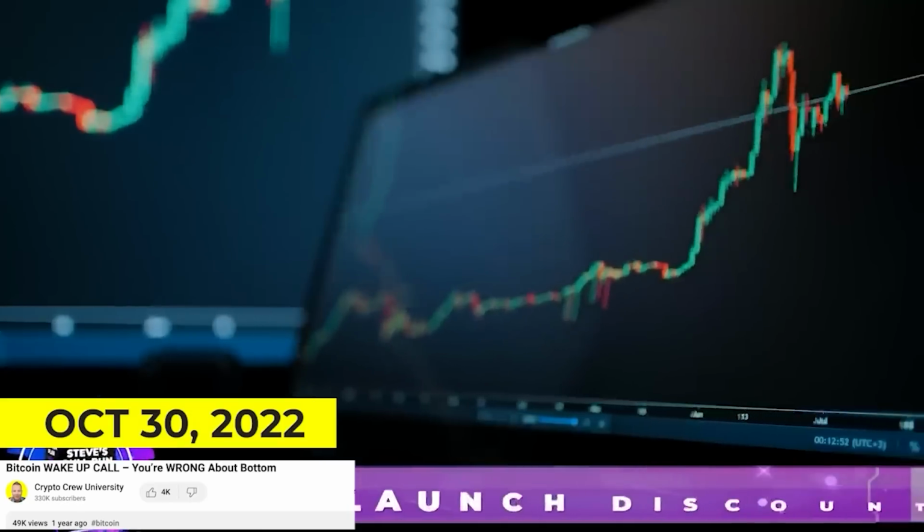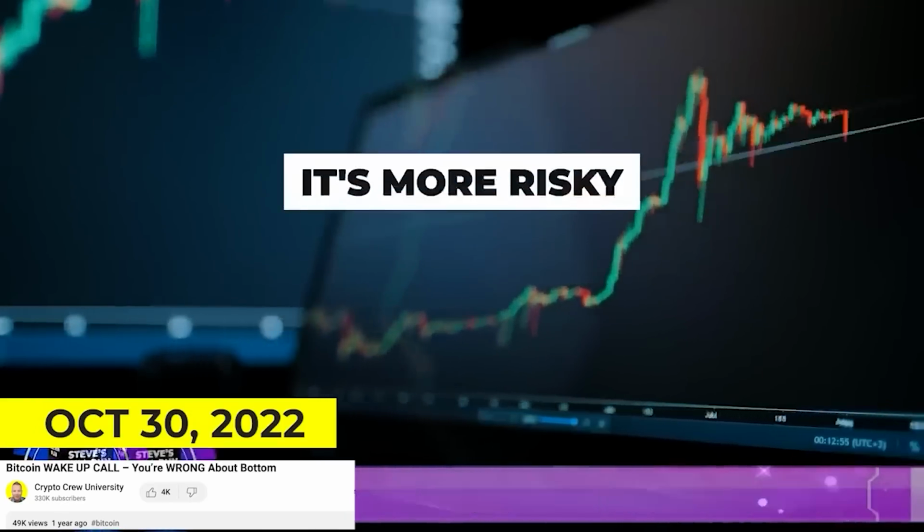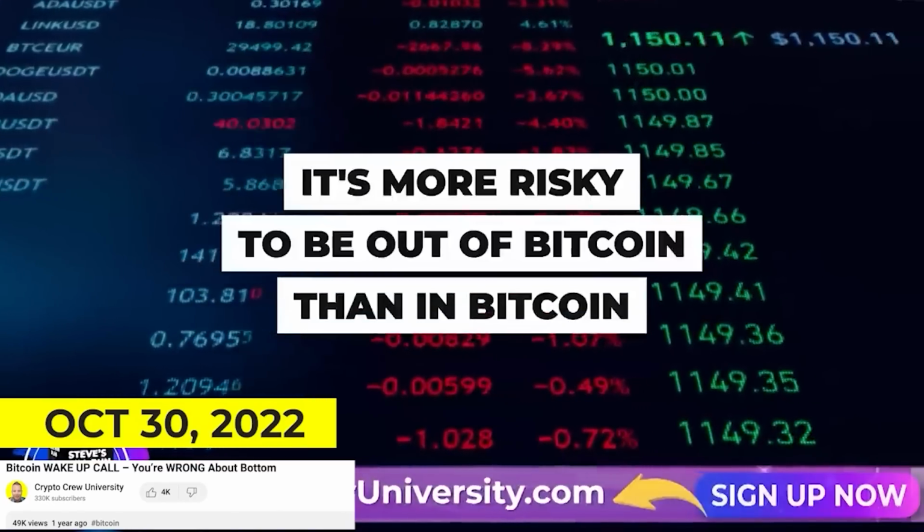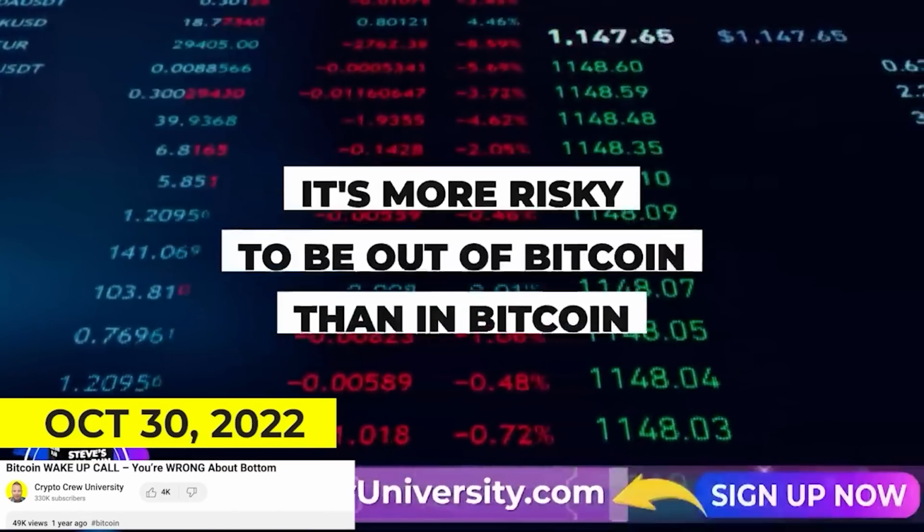Roll the clip. The charts that I studied and the charts that I've been studying for years and years and years are saying that the bottom is in. And your wake-up call is, even if the bottom is not in, is more risky to be out of Bitcoin right now than in Bitcoin because there's a higher probability that the bottom is in. So if you're waiting for prices to dip below 10K, I don't think it's ever going to happen.